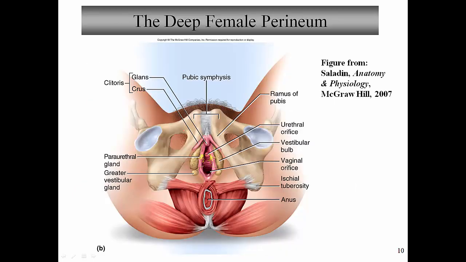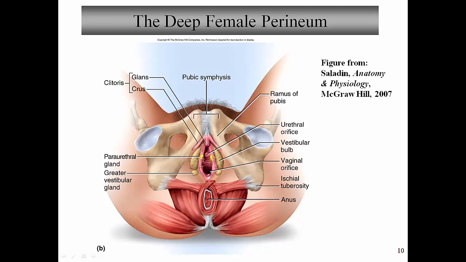Now, in this next slide, you'll see a view where we can look at some of the deeper structures. A couple of things we've already seen. Notice the glands of the clitoris once again right here. As we said, this is analogous to the glands of the penis. And notice the crus of the clitoris right here. These are bound to the pelvic wall, just as the crus of the penis was bound to the pelvic wall, as we saw in the males. So these structures are very analogous to the male structures.